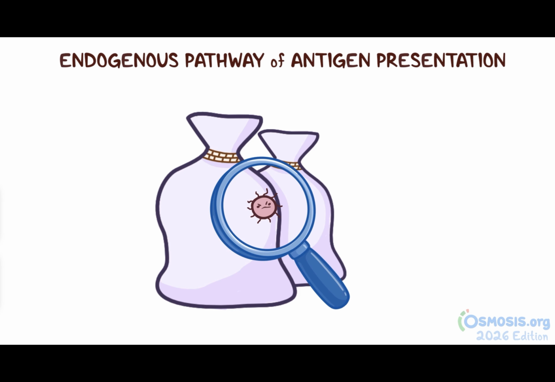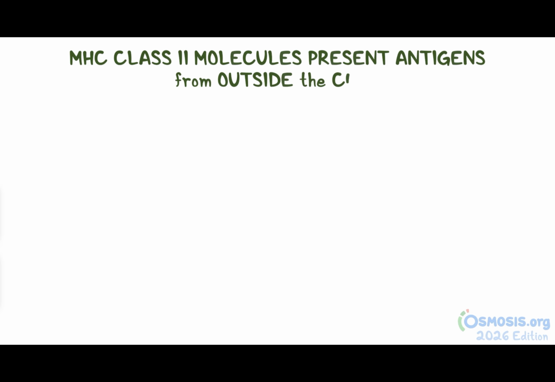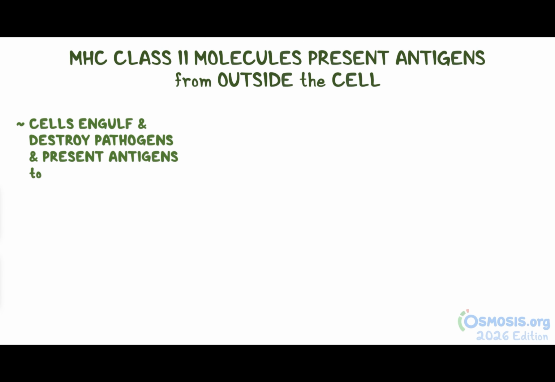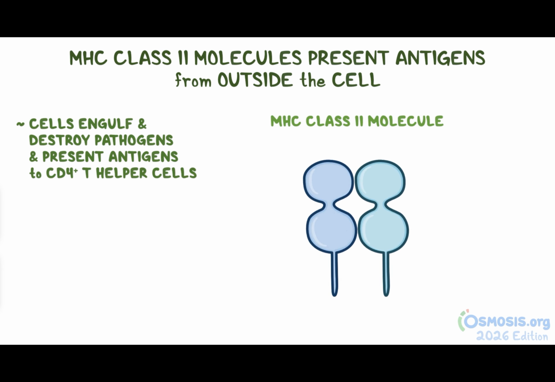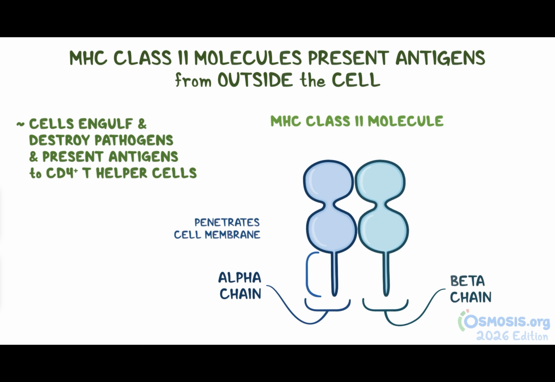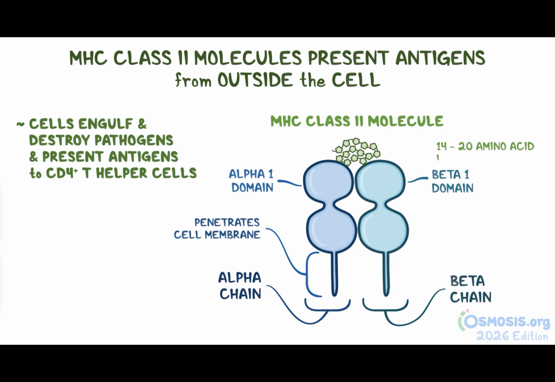If MHC class I molecules are designed to present antigens from inside the cell, then MHC class II molecules are designed to present antigens from outside the cell. These are cells that engulf and destroy pathogens and then present antigens to CD4 positive T helper cells. The MHC class II molecule also has two chains, an alpha chain and a beta chain, and each chain has two domains. Both chains penetrate the cell membrane and contribute to the binding of the antigen at their alpha 1 and beta 1 domains. The MHC class II molecule has a groove that can bind much larger peptides, 14 to 20 amino acids long on average.